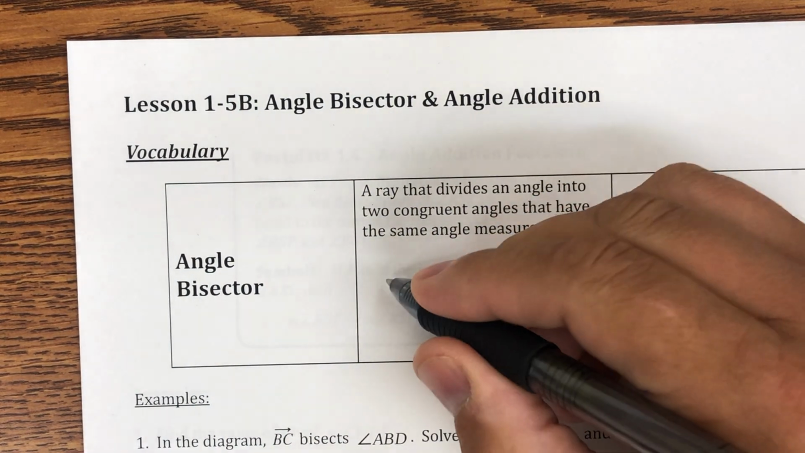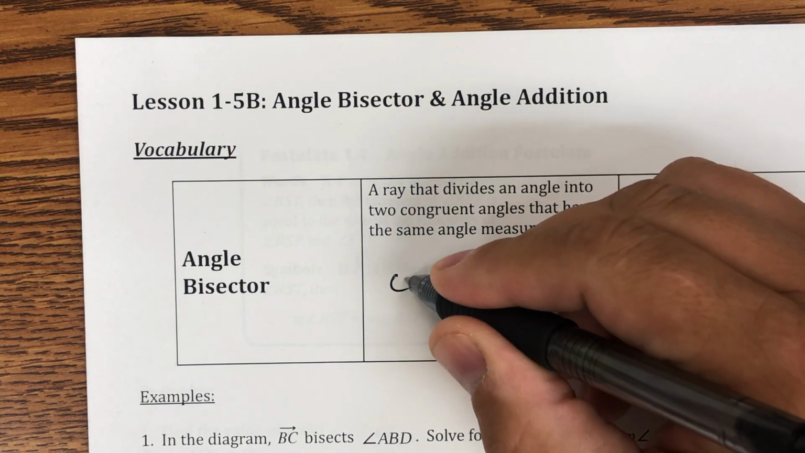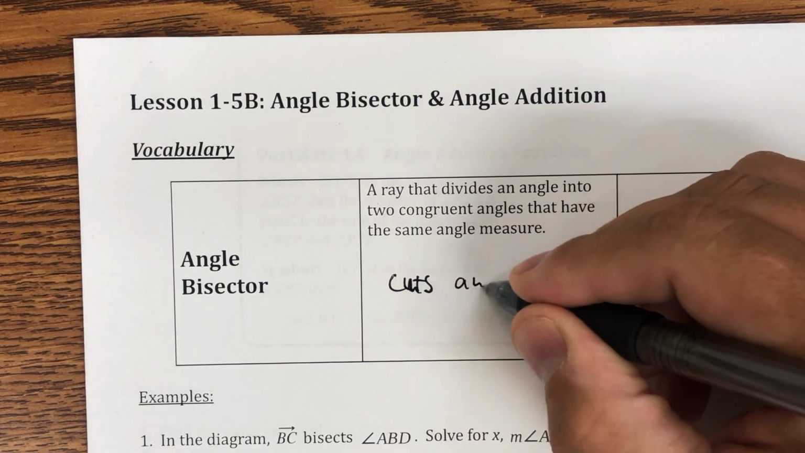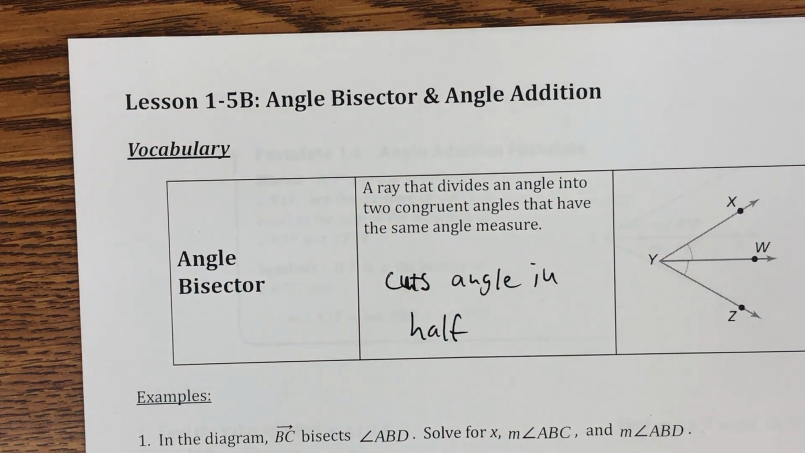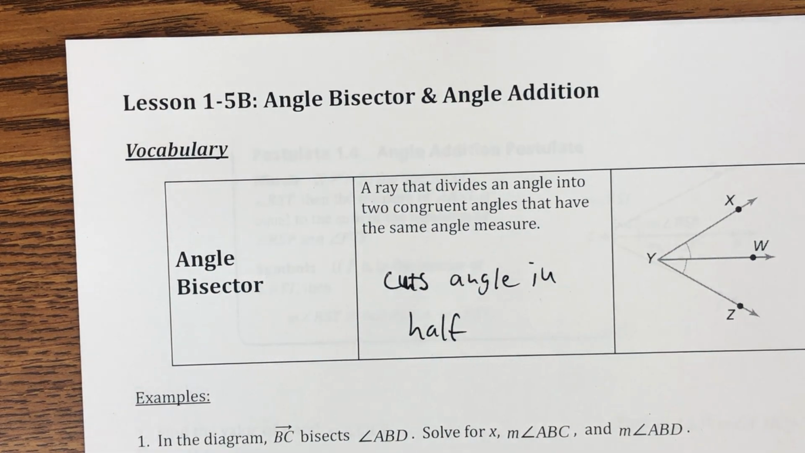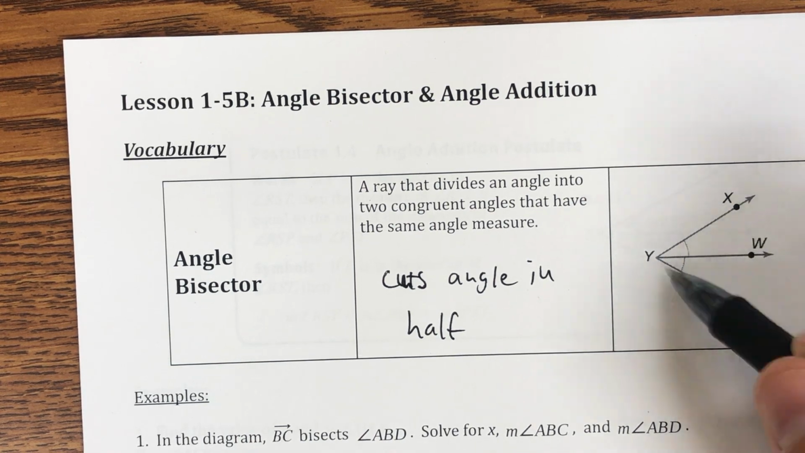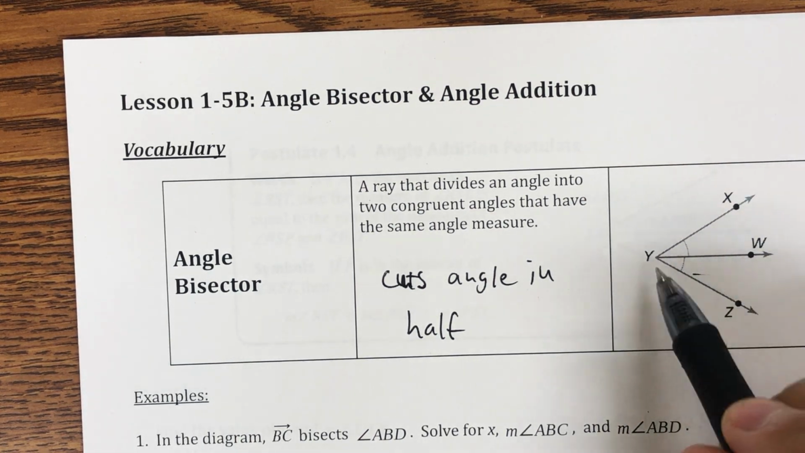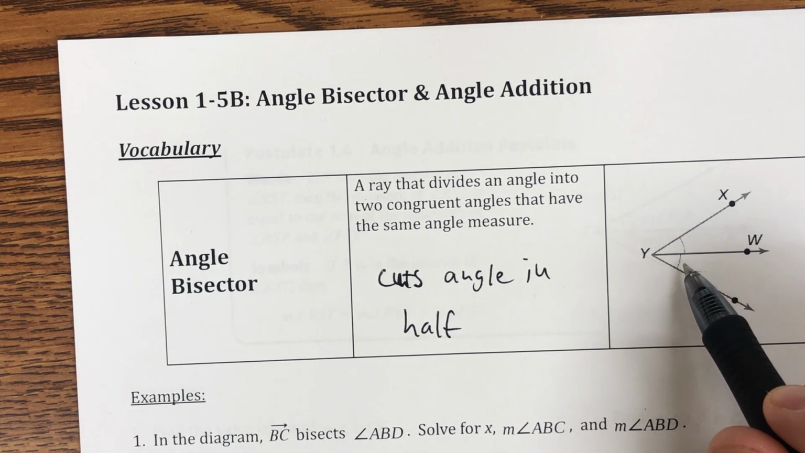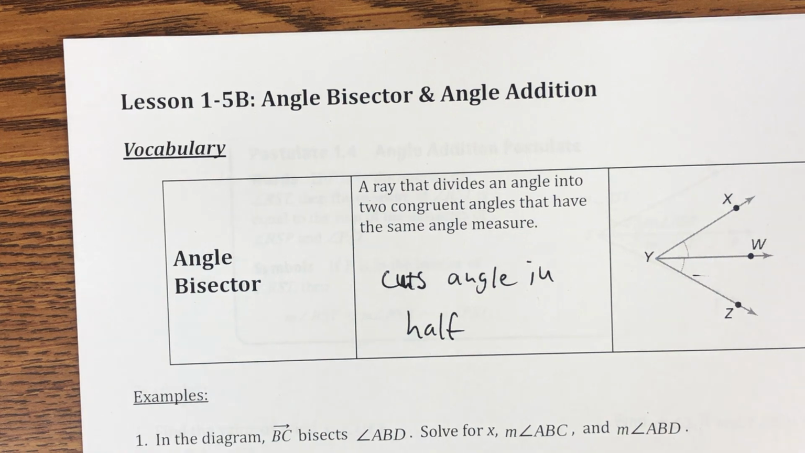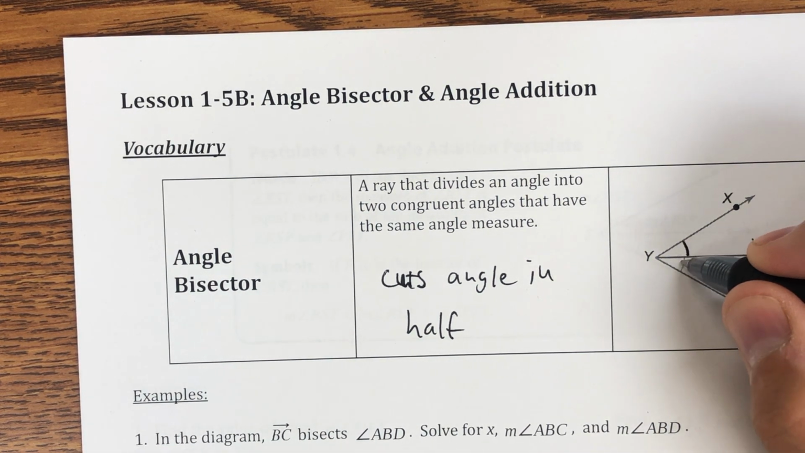So a bisector cuts an angle in half. Okay, so it divides it into two equal parts. So in this case, we have angle XYZ, that's the big one, and the ray YW cuts the angle in half. So when two angles are congruent, again, we use tick marks at the vertex. So in this case, you see these two tick marks are here.